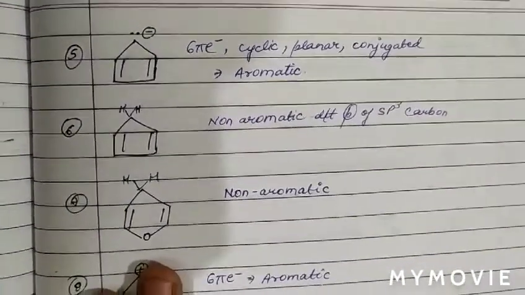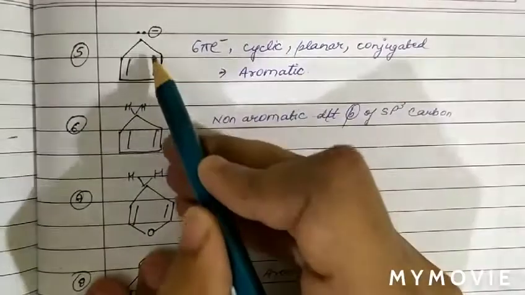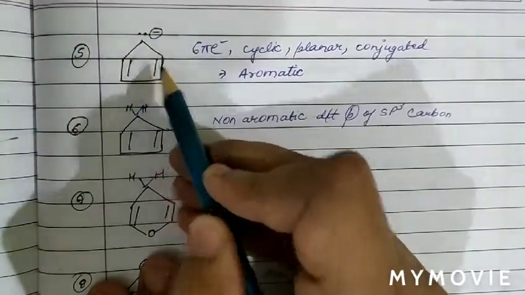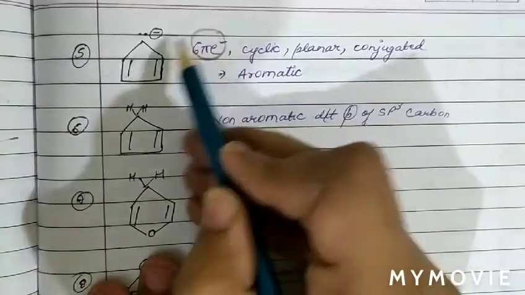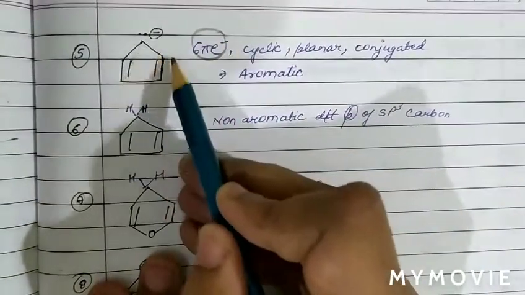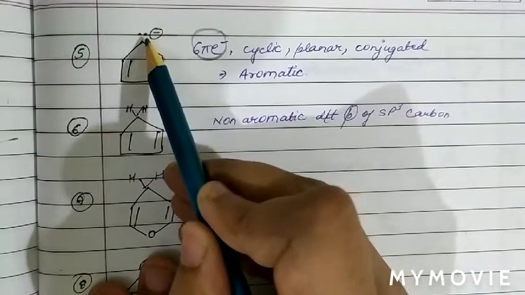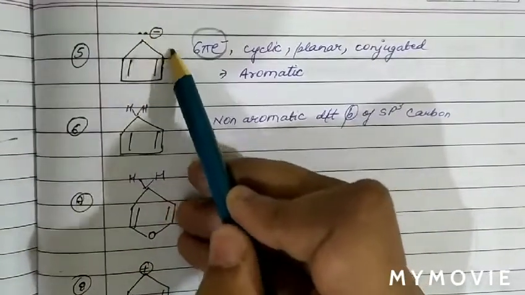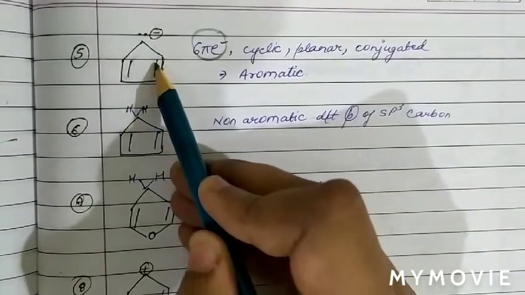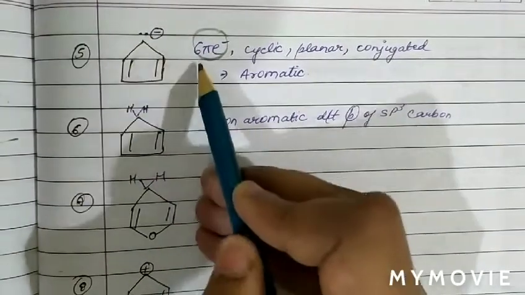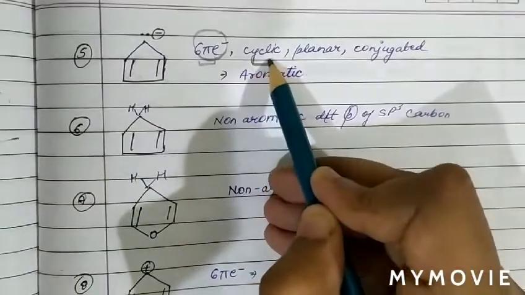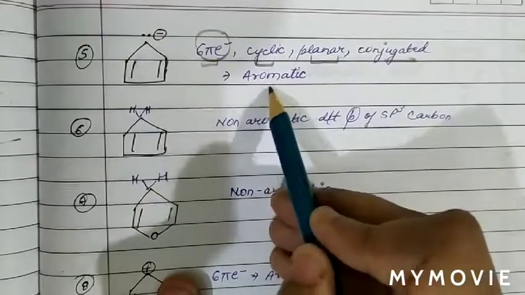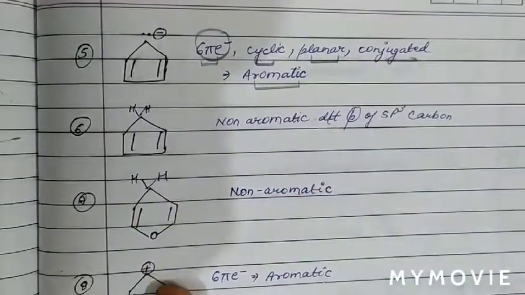In the next question we can see 1, 2, 3, 4, 5, 6. So it is a cyclic system and also a conjugated system, because of lone pair single-double. And in the ring how many pi electrons are there? 2, 4, 6 pi electrons, cyclic and planar and conjugated system. When there are 6 pi electrons, the system is aromatic.